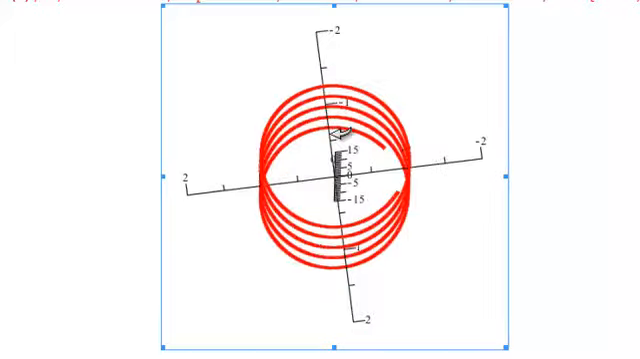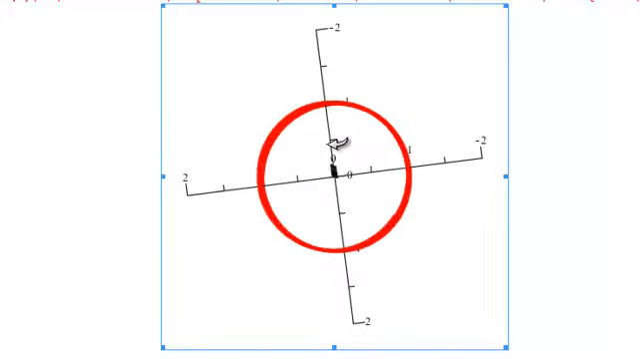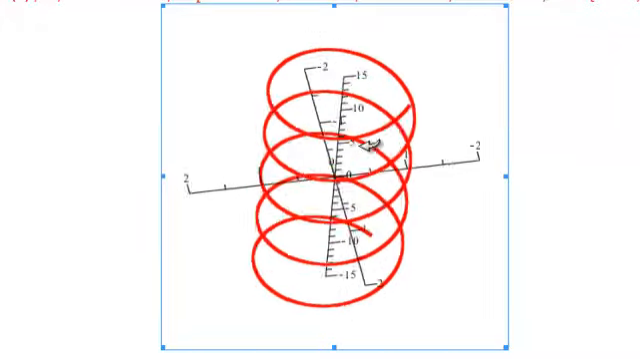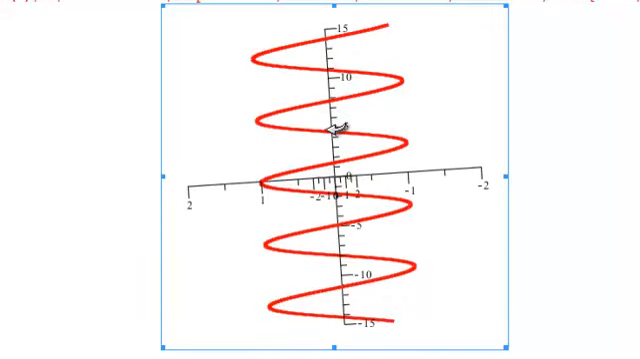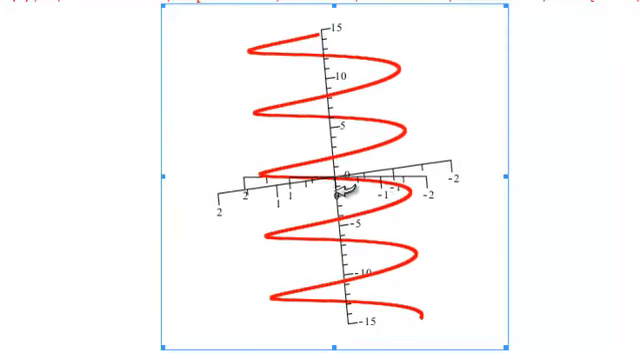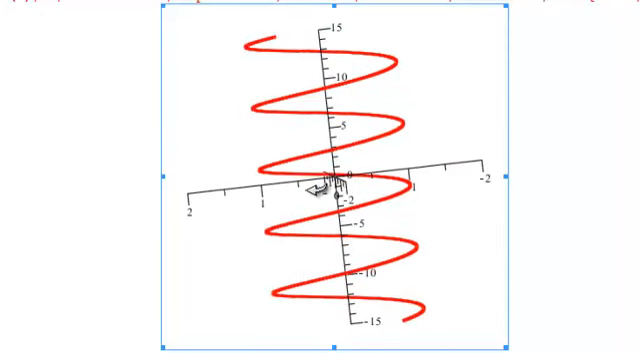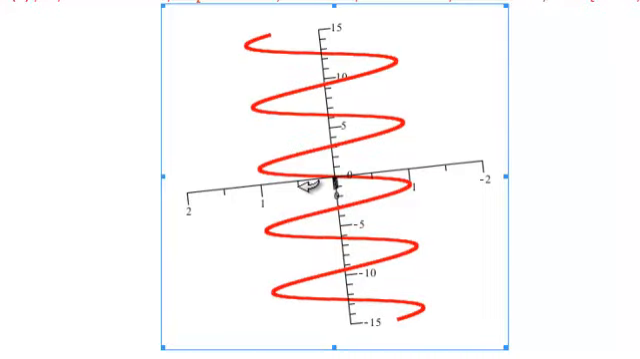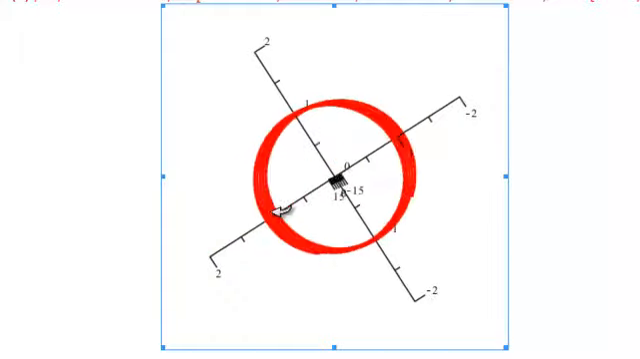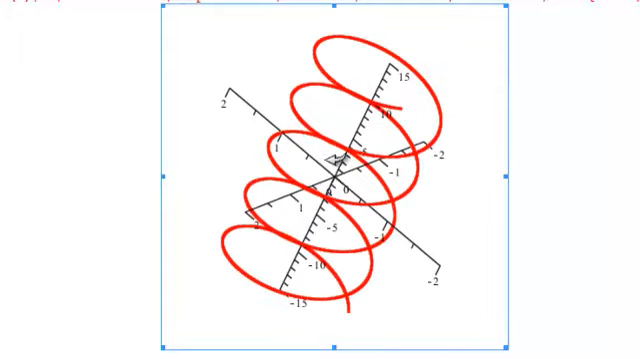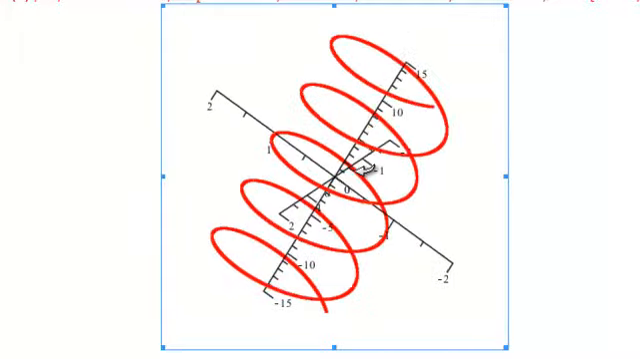If I were to look straight down the z-axis, then I see circles, just like we saw before. If I were to look down one of the axes, so this is straight down one of the axes, I see a sine curve. Whereas if I were to rotate this 90 degrees and look down the other axis, I would see that cosine curve. And so I do see that this helix, this spiral around the z-axis, does in fact have all of the properties we ascribed to it.